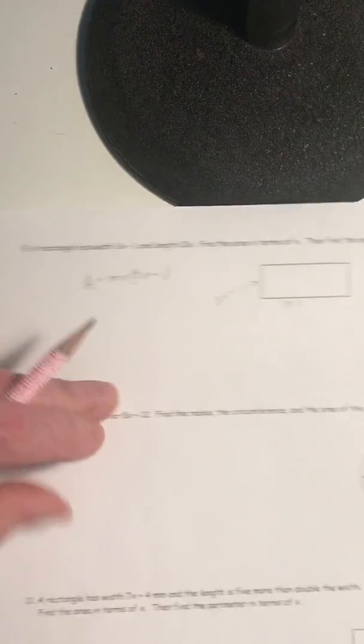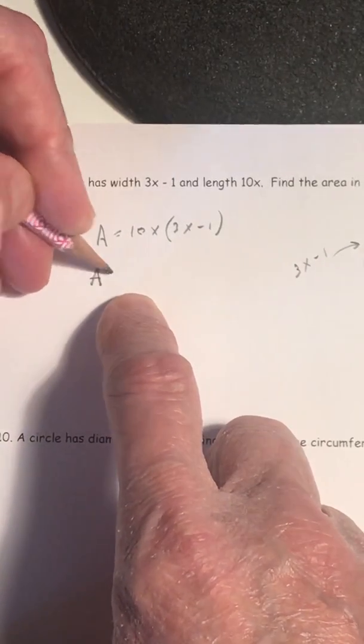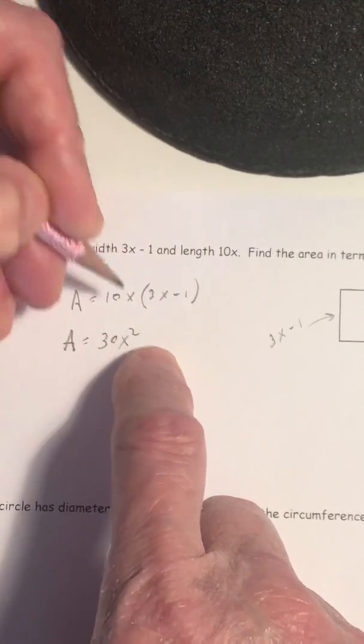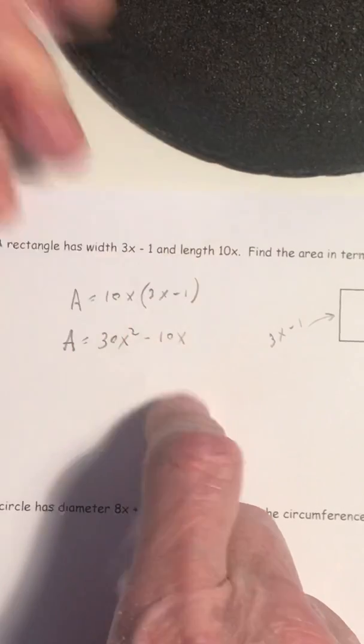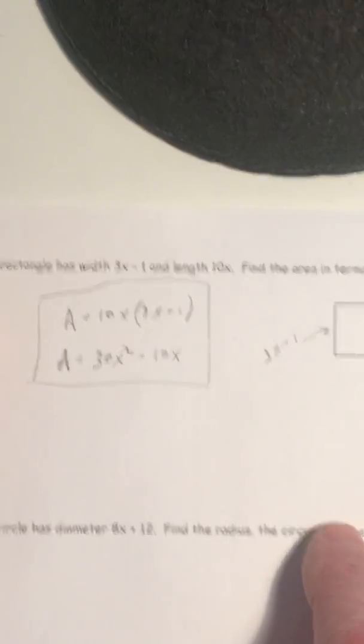Leave it like that, you're okay. Want to do a little bit more thorough job. Multiply this out. Do we get 30x squared minus 10x? Well, either one of these. Okay.